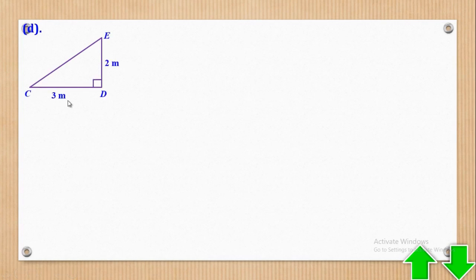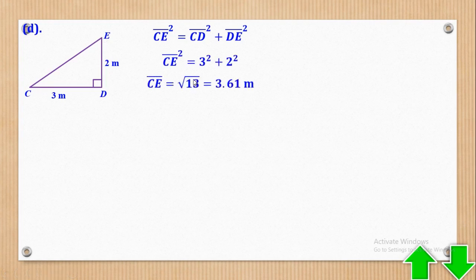So for you to get that, first of all you have to get the length of CE. So that's what we are trying to get. So let's first get CE. For CE we shall say that this is a right angled triangle. So CE squared is equal to CD squared plus DE squared. Therefore when I substitute, I'll come up with that. Therefore CE will be equal to 3.61 meters.